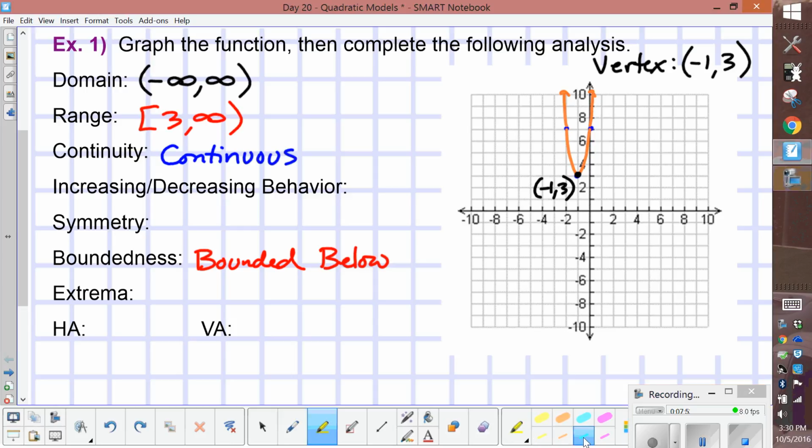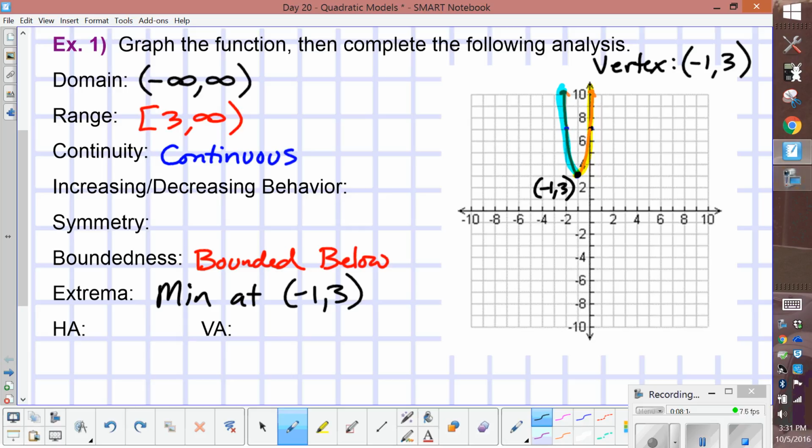So if I were to retrace this, I notice my graph is decreasing, decreasing, decreasing right here. And then it will pick back up at this point and increase, increase, increase. So I do have a minimum, and I'll write that down here in my extrema. There is a minimum at the coordinate negative 1, 3.